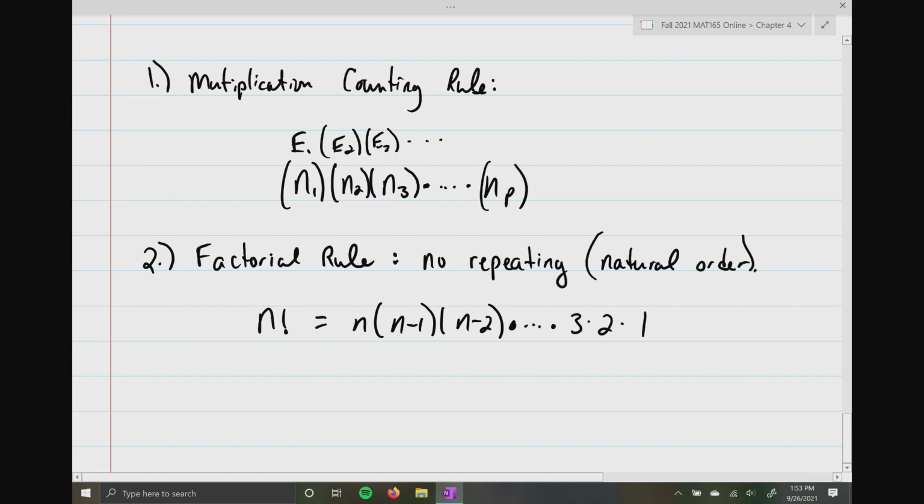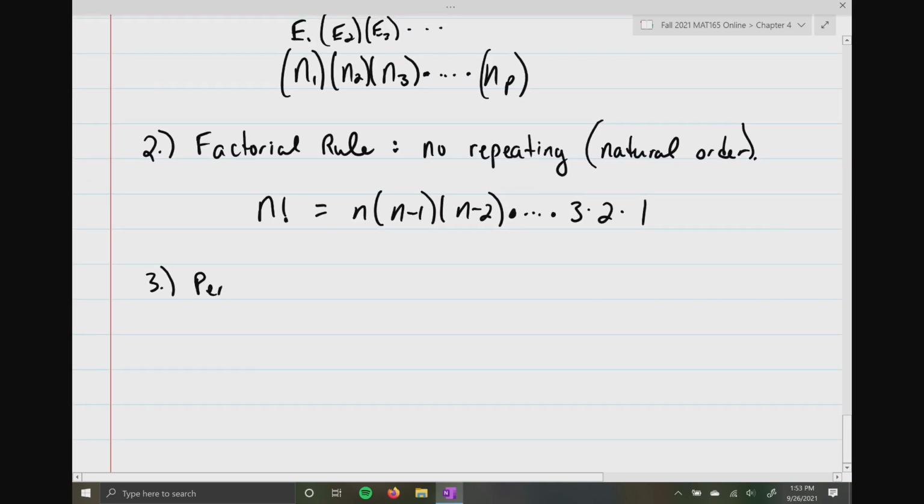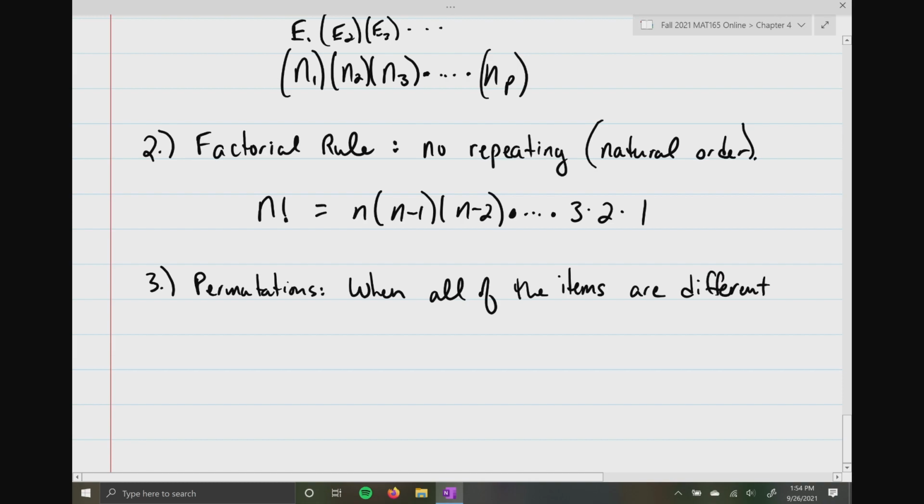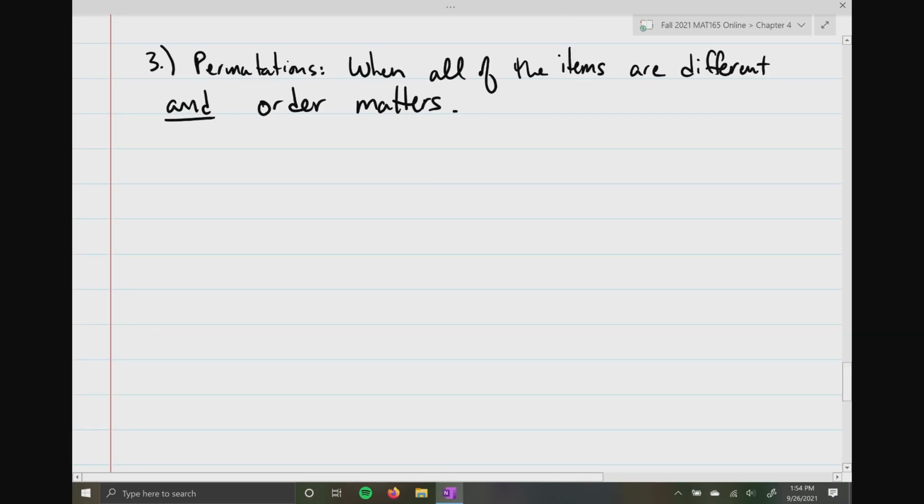Okay? So now we're going to talk about the third rule. And this third rule deals with what we call permutations. Now, this third rule, there's kind of like an A and a B. So the first one we're going to worry about is this. So here are the conditions: when all of the items are different and order matters. Okay? So when all the items are different and order matters.